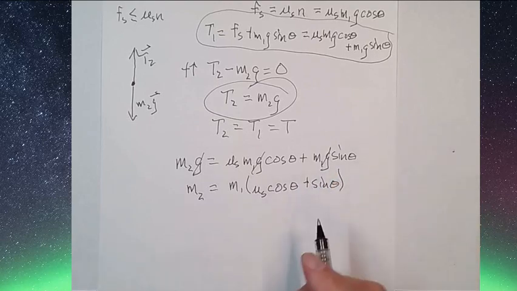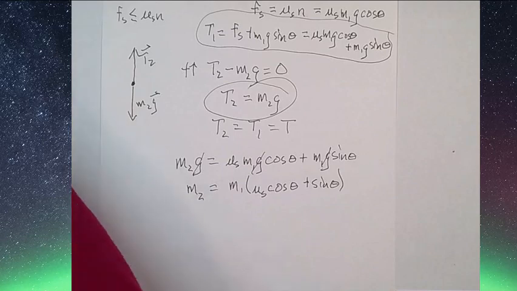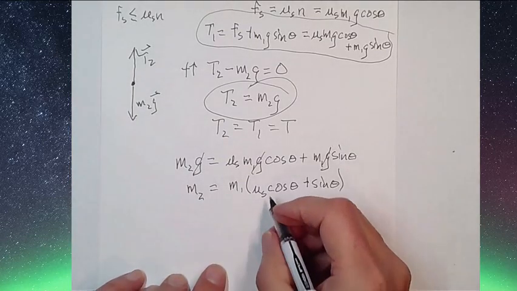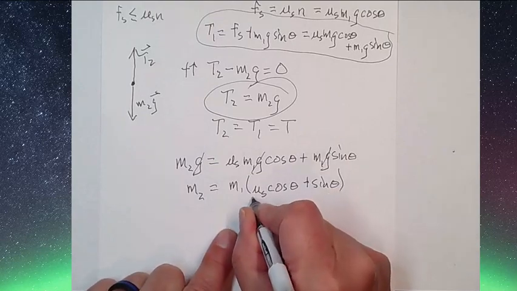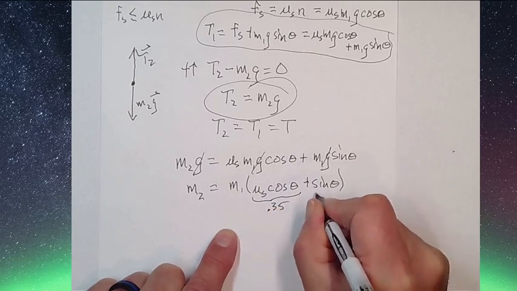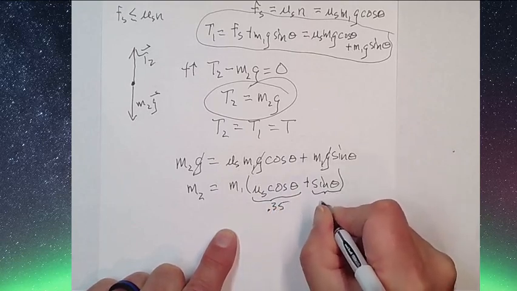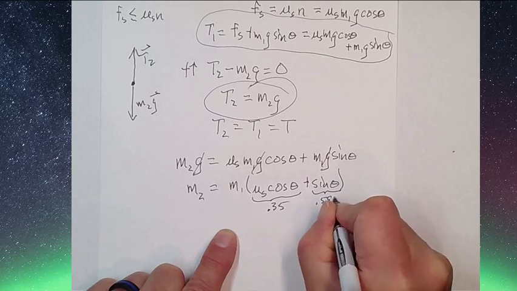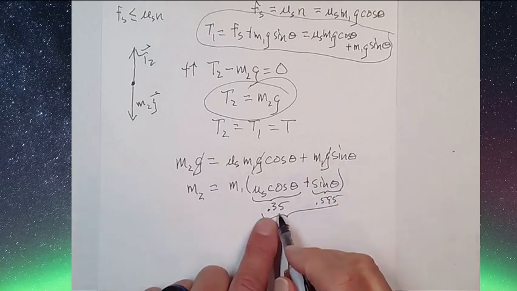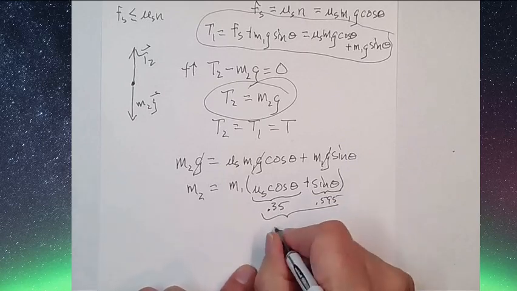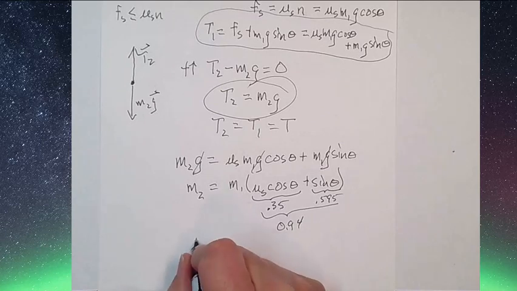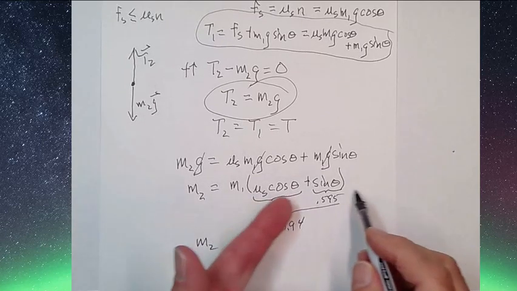And just for the heck of it, when I calculated these, I split them out, and this part here was equal to 0.35 when I plugged in the numbers. This part here was equal to 0.595, and when I combined them together, only 2 sig figs on this one, I ended up with 0.94. Usually I would just plug all of these in at once.